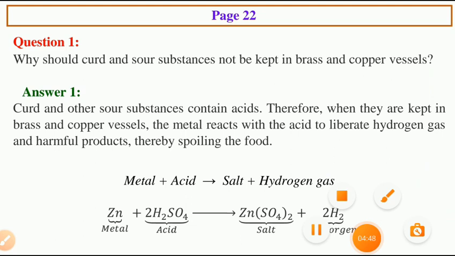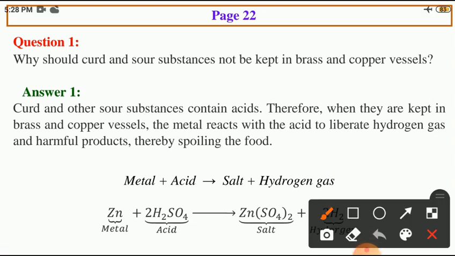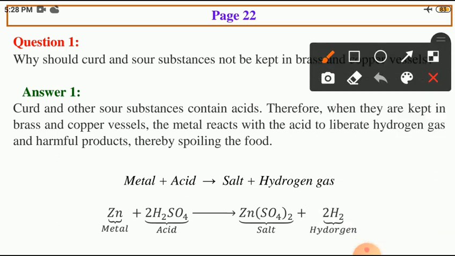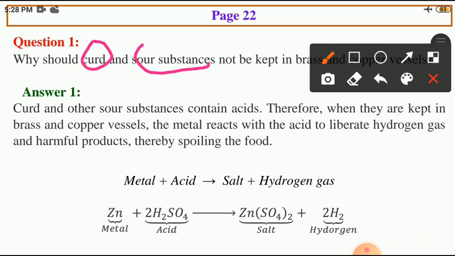On page number 22, question number 1 is, why should curd and sour substances not be kept in brass and copper vessels? Here we should know that curd and sour substances are actually acidic. They are acidic. And brass and copper are actually metals.